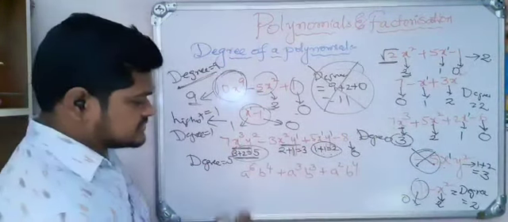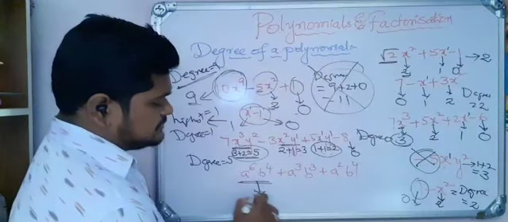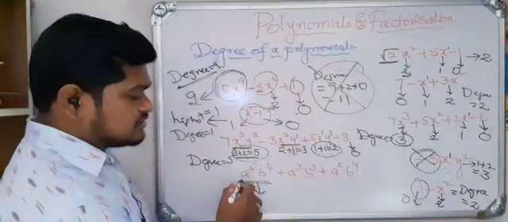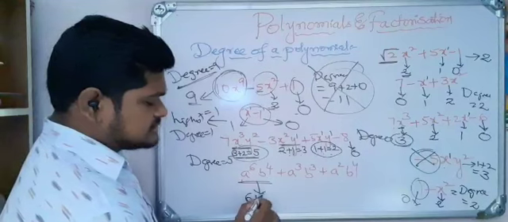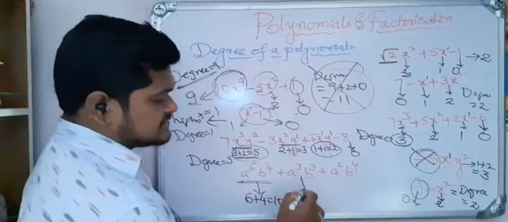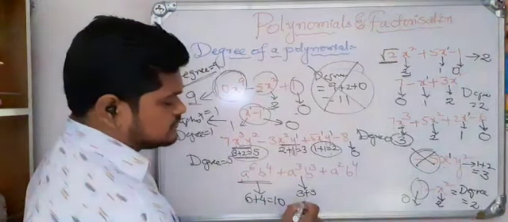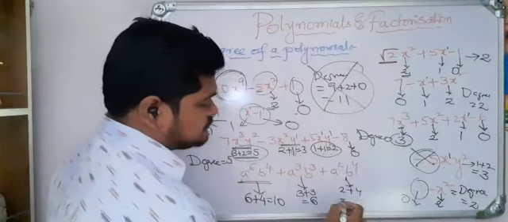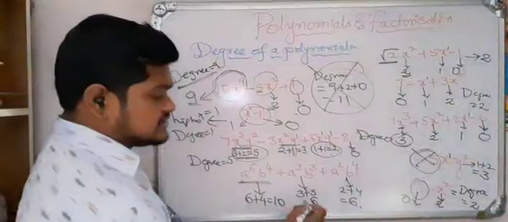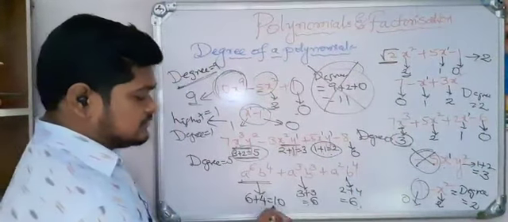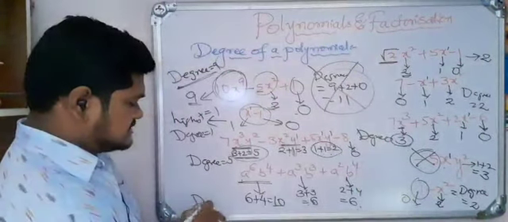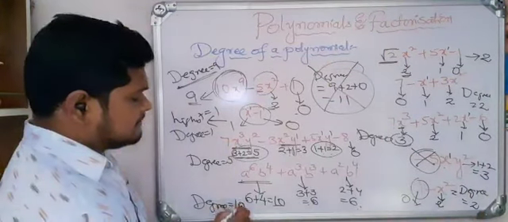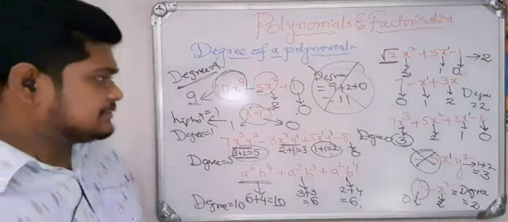Okay, na? Next, A power 6 plus B. No. Again, A is one constant, B is one constant. So 6 plus 4 is equal to 10. Next, 3 plus 3 is equal to 6. Next, 2 plus 4, powers of the variables, 2 plus 4 is equal to 6. Highest, see, 6 will be there. Highest is equal to 10. So degree is equal to 10. We have to find the degree of the polynomials like this.